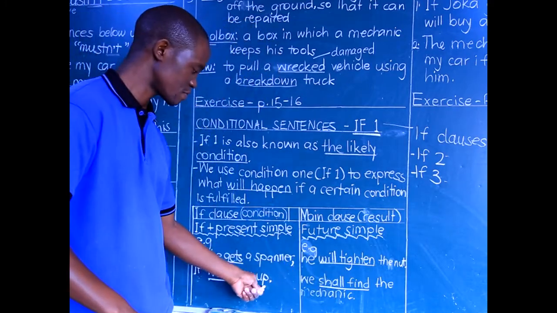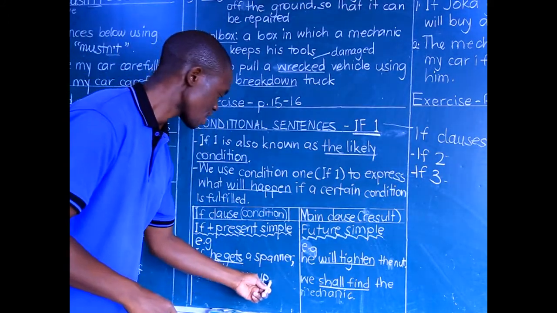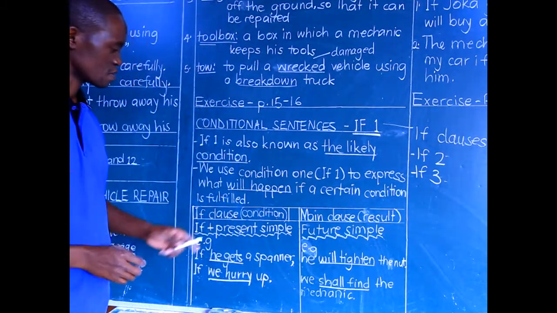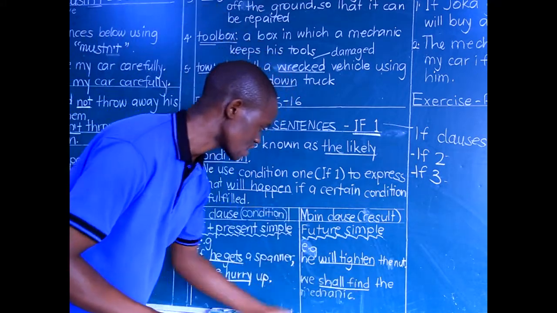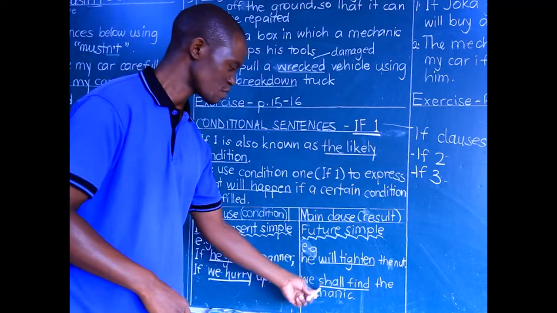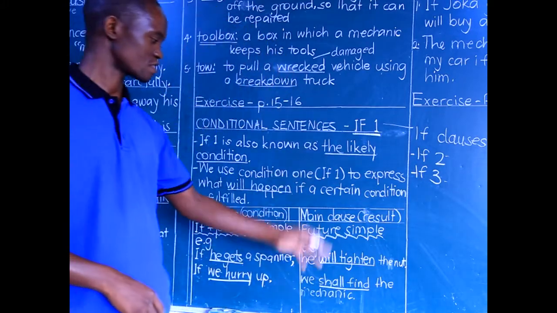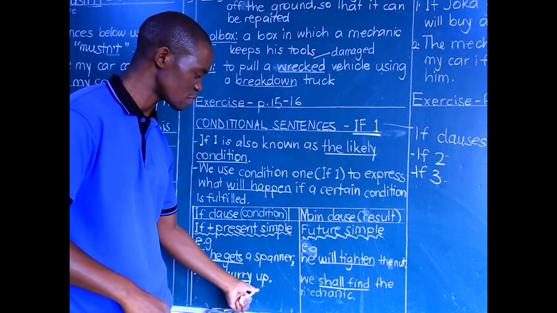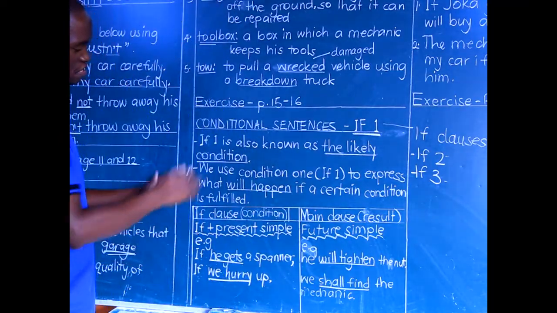If we hurry up, we have a comma because like the teacher has just explained, we use a comma at the end of the if clause if that if clause comes at the beginning of our sentence. If we hurry up, we shall find the mechanic. And that's the end of our sentence. Then it is complete. What shows the future simple? Shall find. This side shows the main clause, which shows the result of us hurrying up. The moment we hurry up, we shall find a mechanic. Briefly, this I can say is a summary.